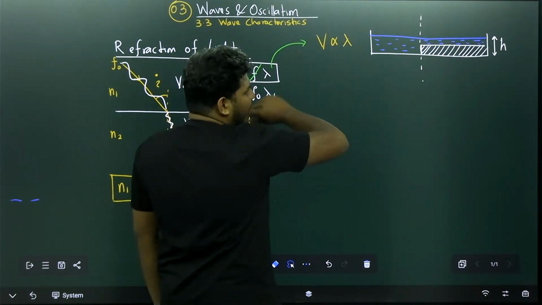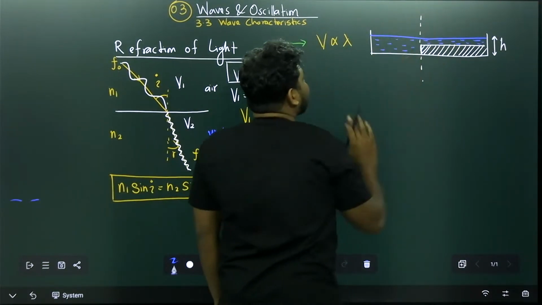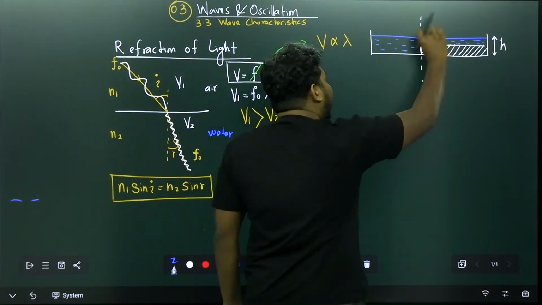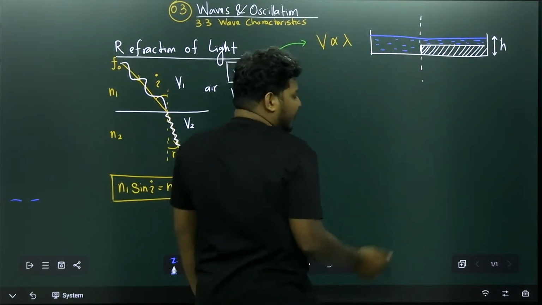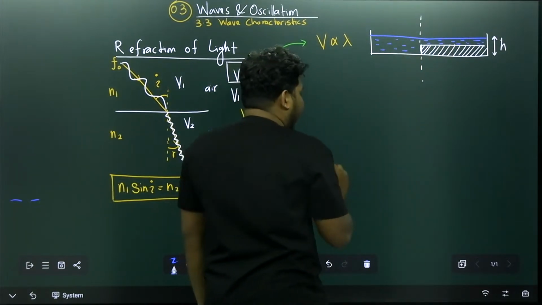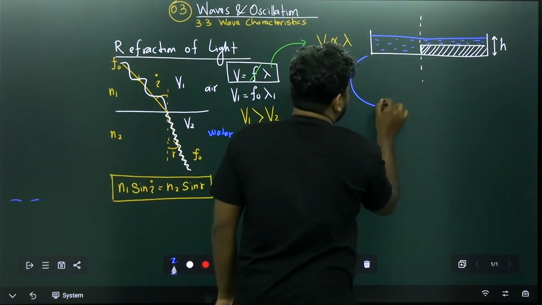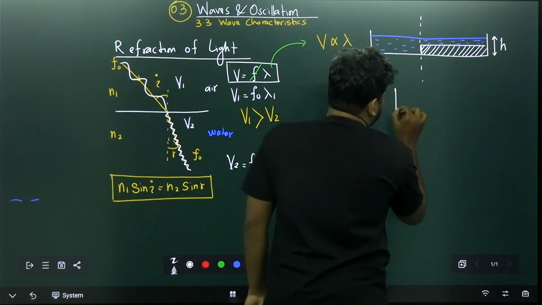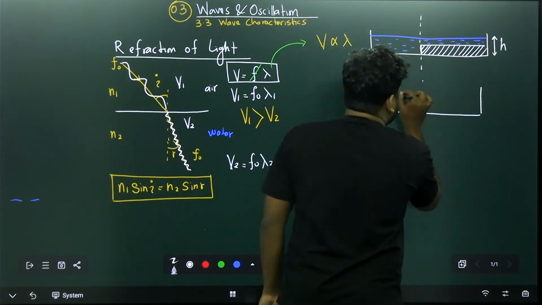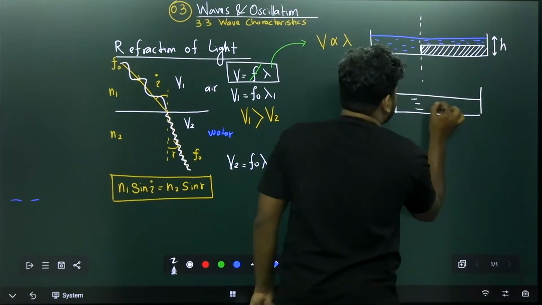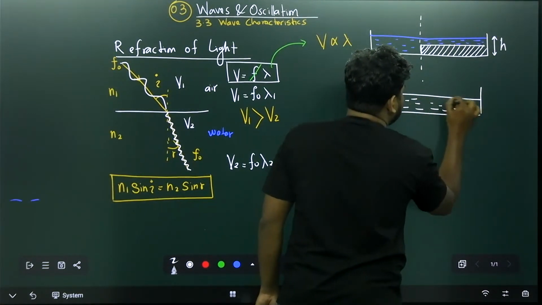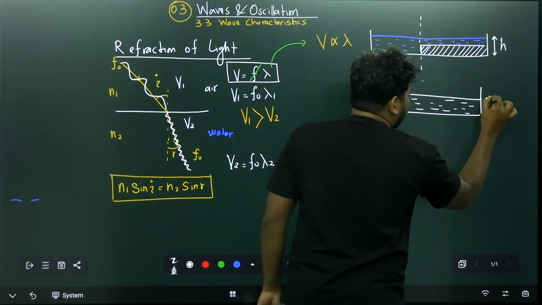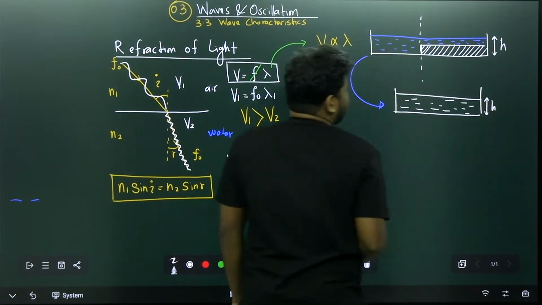Look at this one. So how did we create this? By changing the height of the water. How is it possible? I will explain to you. There is a theory behind this. Let's say there is some water inside a tank, something like this. Let's say this is H.